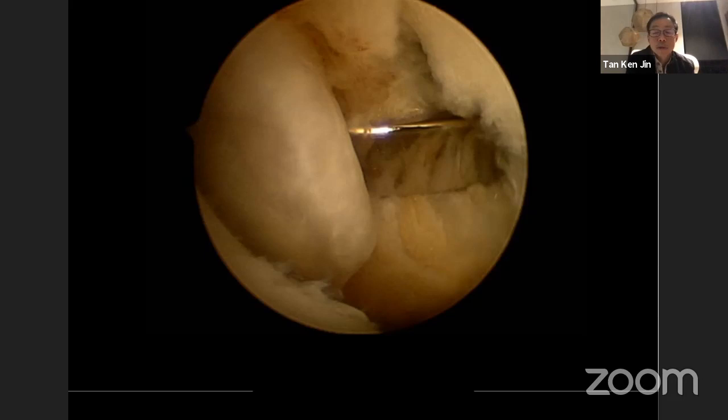Because usually, even in the video I showed you, you want to go with one from the medial side, one from the lateral side.